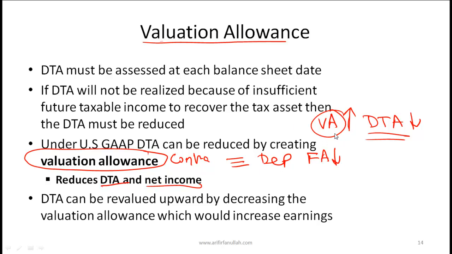And notice that when your valuation allowance goes up, think of it like depreciation going up. What happens when depreciation goes up? Net income comes down. So if you see a question that involves valuation allowance going up, that will have two impacts. The value of your assets go down, specifically deferred tax assets go down, and since valuation allowance is like an expense, it is in fact an expense, net income also comes down. DTA can be revalued upwards by decreasing the valuation allowance, which would increase earnings.